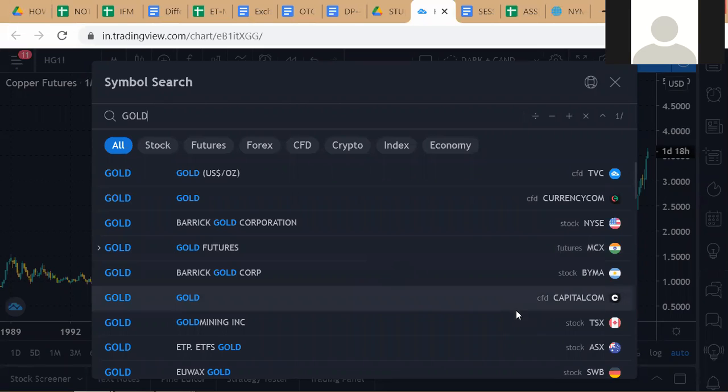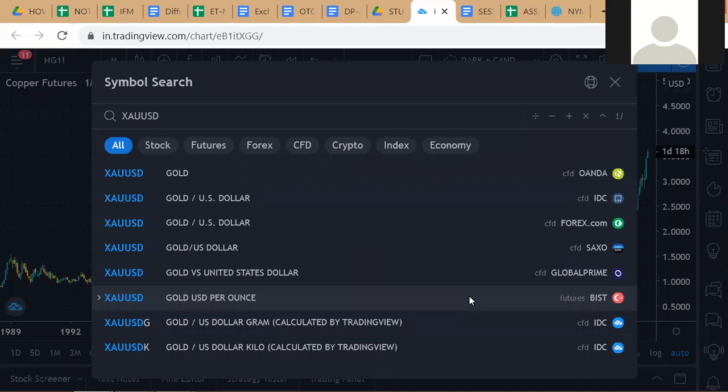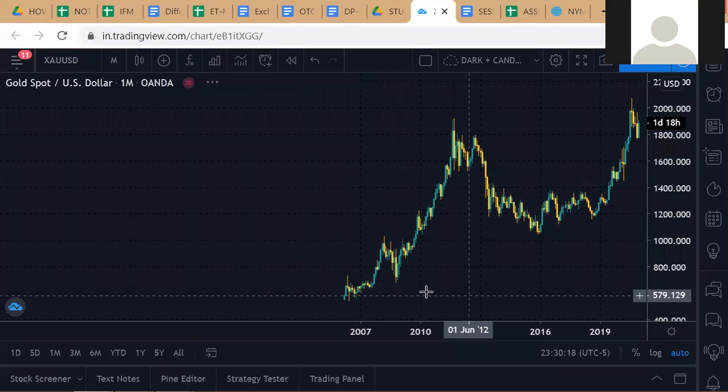CFD TVC, let's look at Oanda. Do we have anything from Oanda? Yeah, let's look at this one. So for gold, we'll write XAUUSD. That will give us the Oanda chart for the gold CFD. That is what we want, okay?